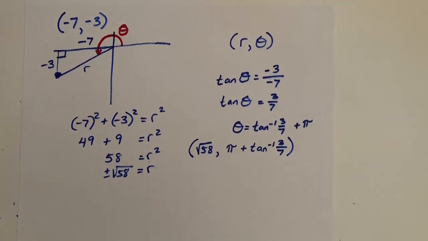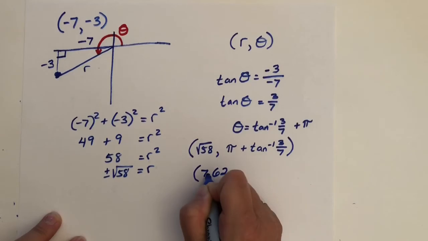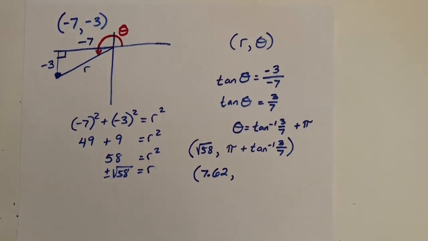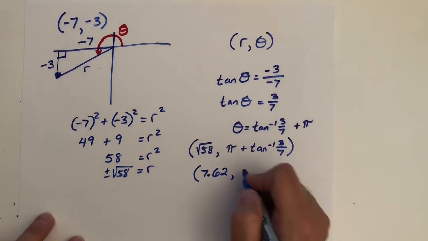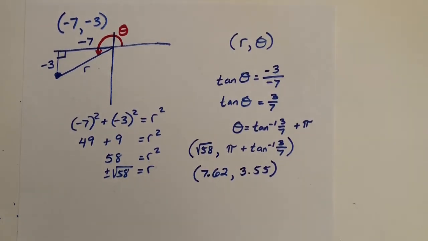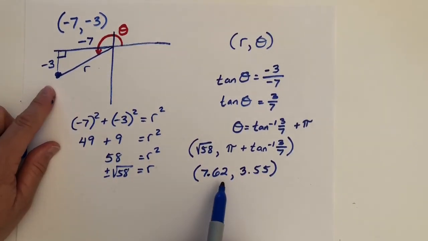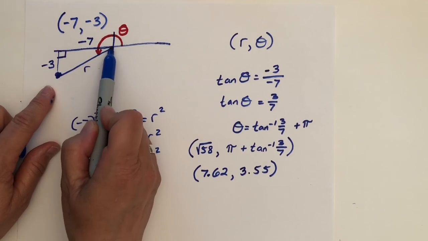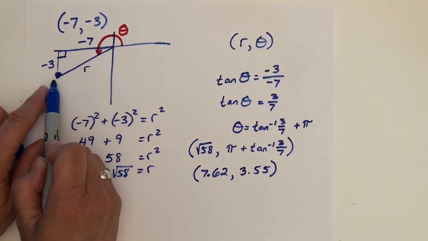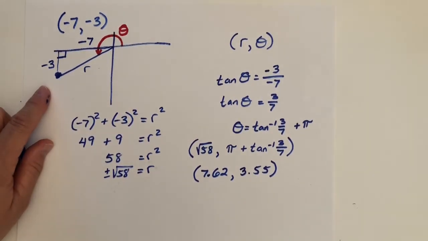So we take the square root of 58, and we have 7.62 to the nearest hundredth. And I'm going to take the inverse tangent of 3/7, and I'm going to add pi, and I get 3.55 to the nearest hundredth. So this is one representation with polar coordinates for this point. The r value is 7.62, so this distance right here is 7.62, and this angle is about 3.55 radians.